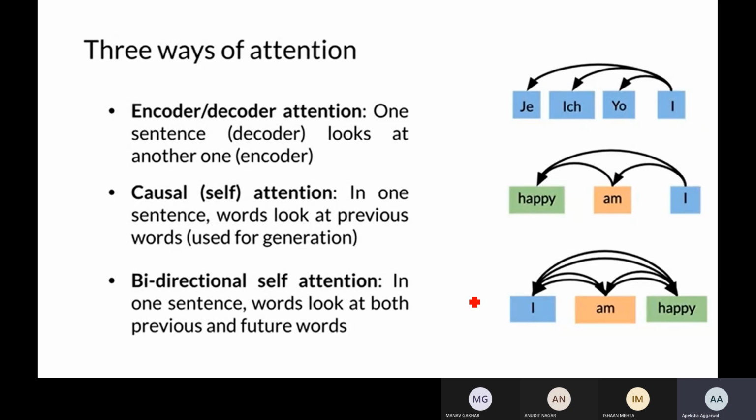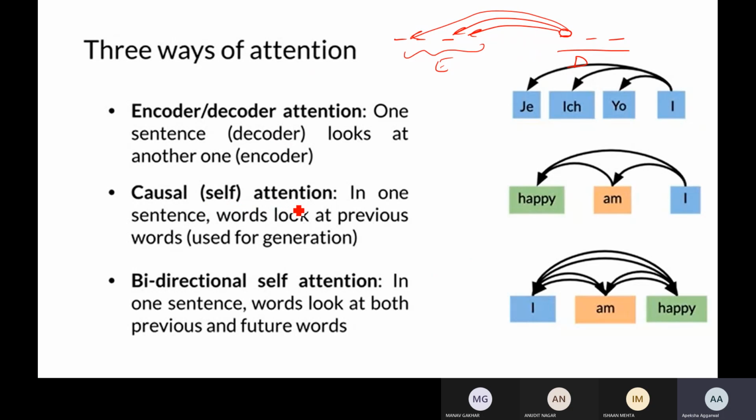For example, suppose three words were there in the input sentence and three words were there in the output sentence. So this will look up to all the three words in the encoder part. This is the encoder and this is the decoder part while translating. So this is encoder-decoder attention. Next is causal attention. It's also called self attention.